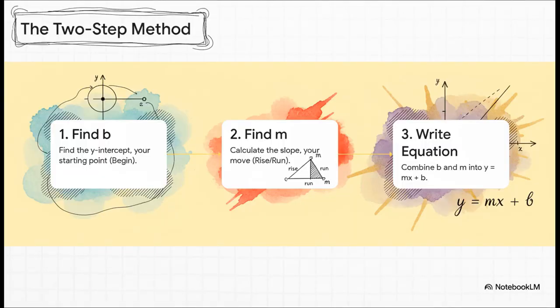So here's the whole game plan in a nutshell. Step 1, find b, where you begin on that vertical line. Step 2, find m, how you move from that point. And step 3, just plug them both into y equals mx plus b, and you've written the equation. That is it. See? Not so bad, right?